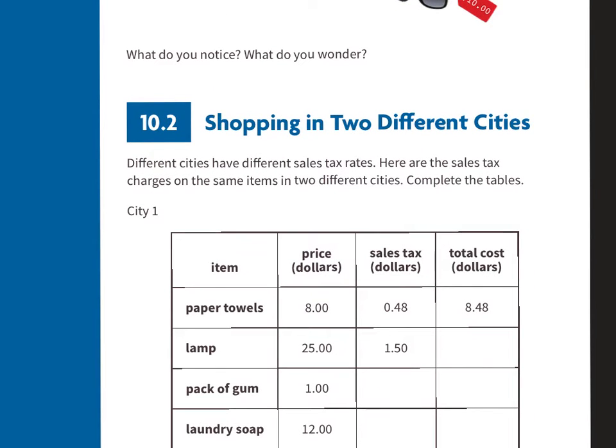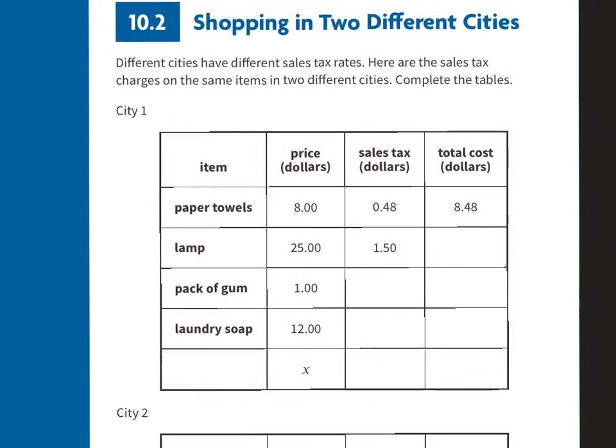But goods like shoes, clothes, sunglasses, jewelry, all that stuff, electronics, your phones, your tablets, whatnot, they're all taxable. So that's what we're talking about today, is tax. So on page 78, it says shopping in two different cities. Different cities have different sales tax rates. Here are the sales tax charges on the same items in two different cities.